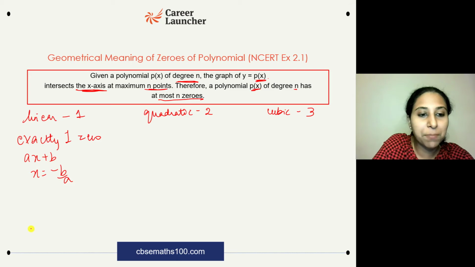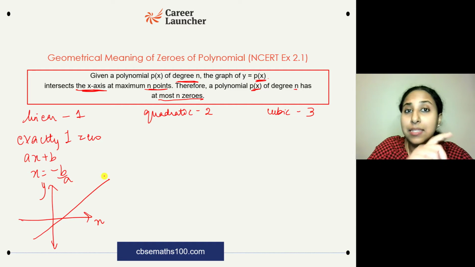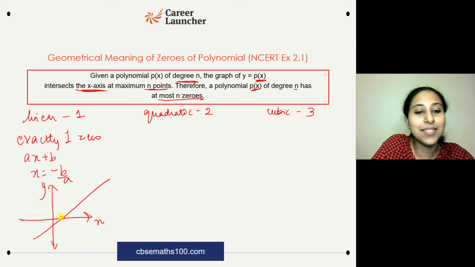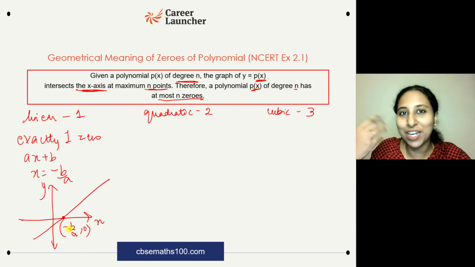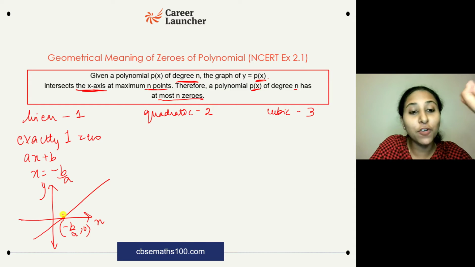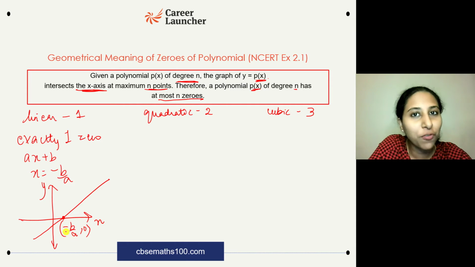And if you look at the graphical representation, if you are having the x-axis and the y-axis, the graph of a linear polynomial would be something like this, a straight line. And this point of intersection with the x-axis would be x equals minus b by a and y is equal to 0, because the value of the polynomial we are equating to 0 over here, right? So this is going to be the single point of intersection of a linear polynomial with the x-axis. As you can see, the degree is 1. It intersects the x-axis at one point. The x-coordinate of that point gives you the value of the zero.